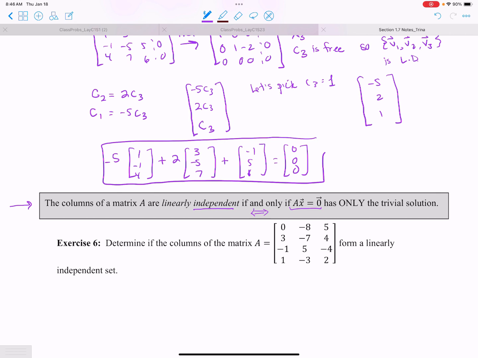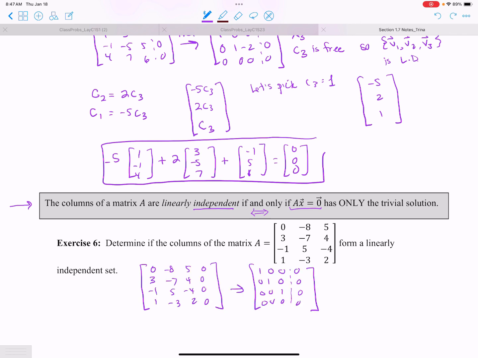So I want to determine in example 6 if the columns of the matrix A form a linearly independent set. So according to this theorem, the columns are independent if AX equals 0 has only the trivial solution. So I can augment A with 0 and row reduce. When I look at the row reduced matrix, if I call these x1, x2, and x3, I can see that x3 is 0, x2 is 0, and x1 is 0. So that tells me, because all my weights, my x1, x2, x3, are all 0, that it is linearly independent.